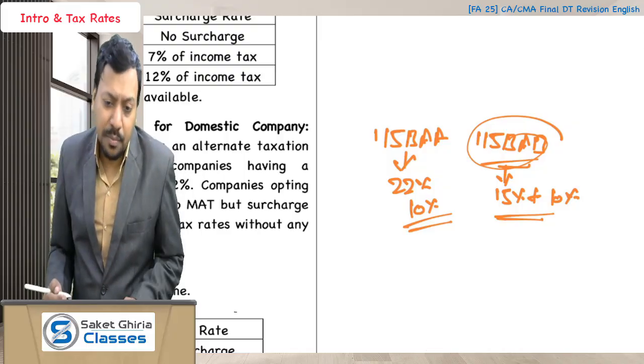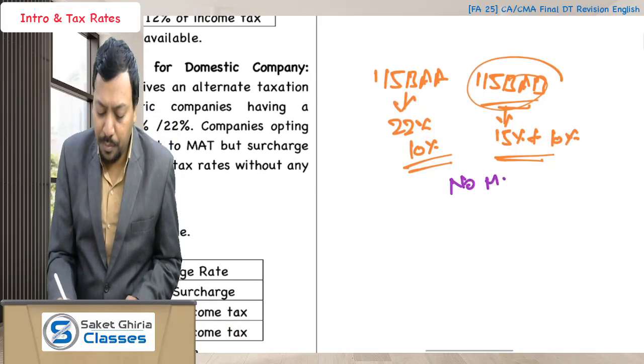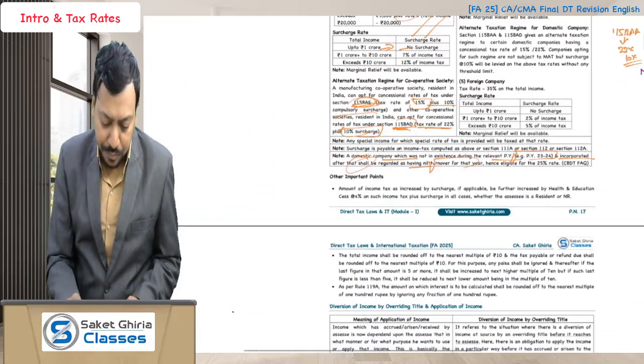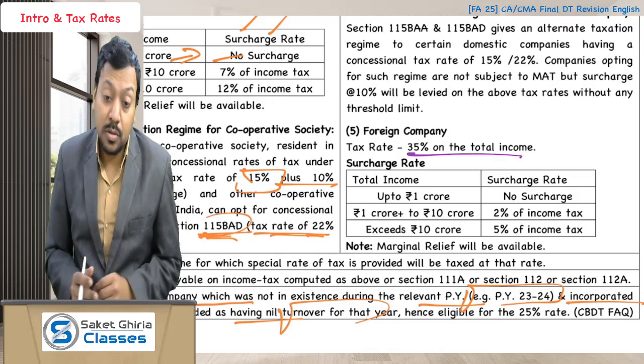As the surcharge is compulsory, there is no marginal relief. Okay. What about foreign company? Foreign company: flat 35% of the total income.